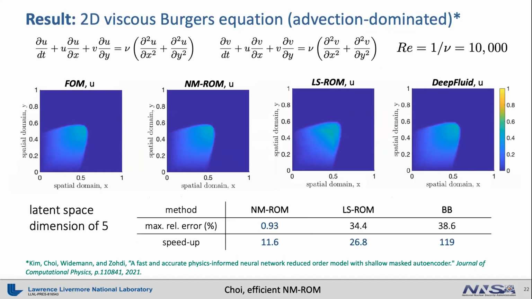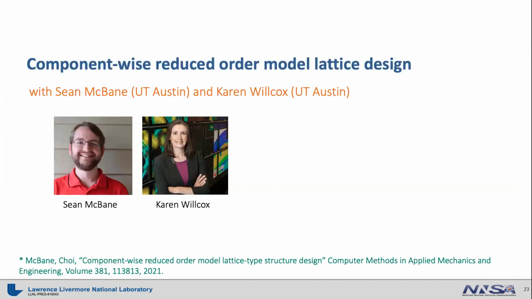Quantitatively, the NMROM achieves less than 1% maximum relative error. Furthermore, a speedup of 11 is achieved by the NMROM thanks to the hyper reduction techniques we have applied.